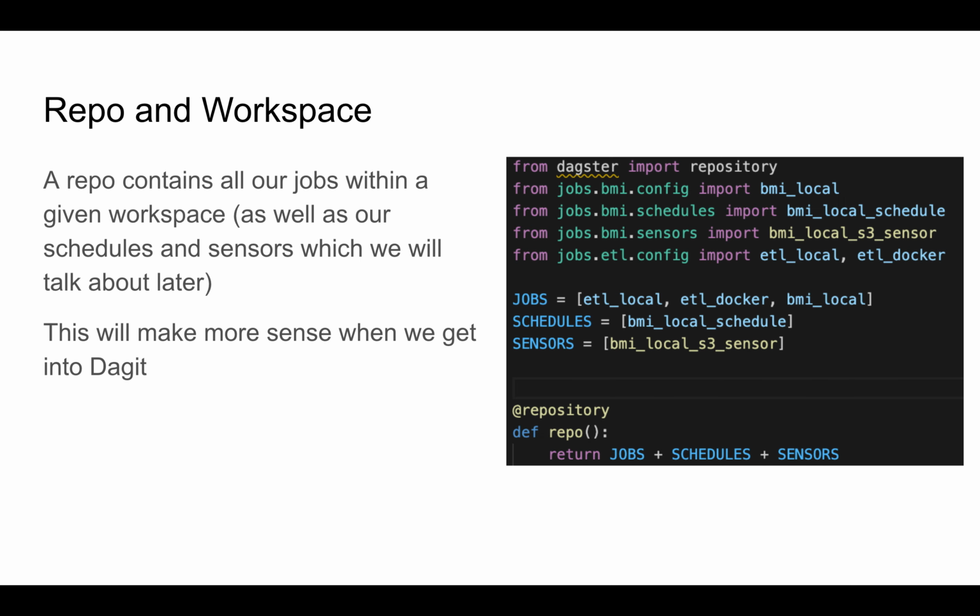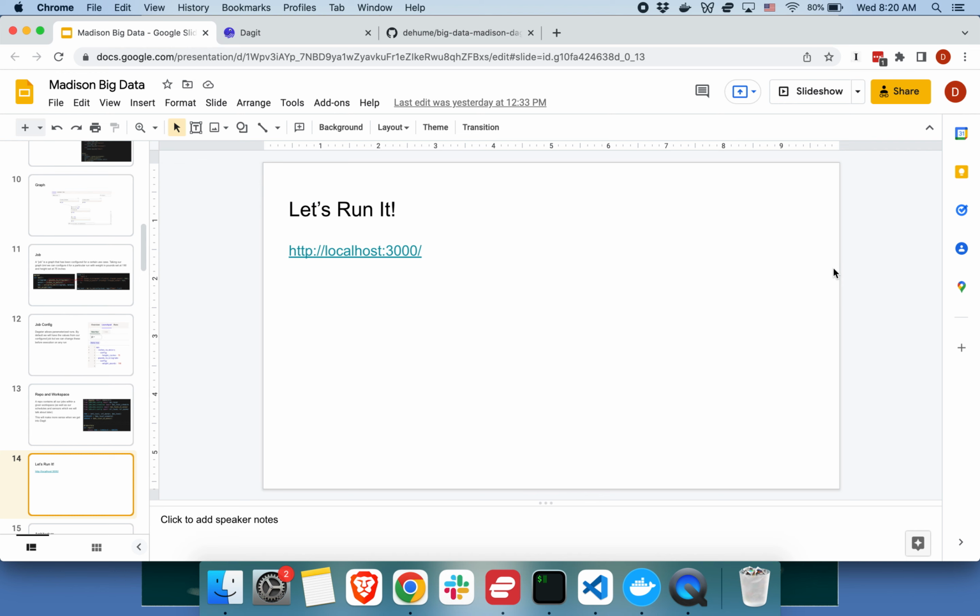So the last thing I'm going to mention before we dive into it is a repo and a workspace. A repo is just a collection of our jobs and schedules and sensors, and we'll talk about schedules and sensors in a second. And a workspace is just our collection of repos that all rely on the same underlying dependencies. All right, so let's see what this looks like.